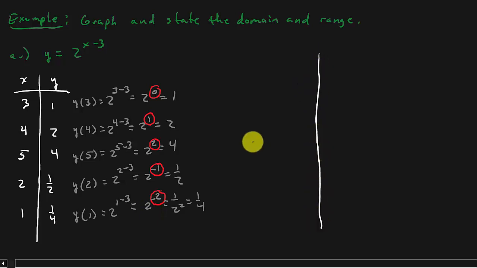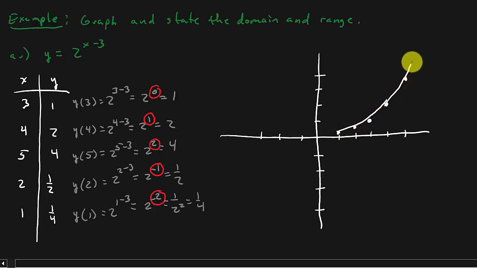So now we can go ahead and sketch it. All right, so we've got 3, 1, 4, 2, 5, 4. We've got 2, 1/2, and 1, 1/4. And this is your graph right there.